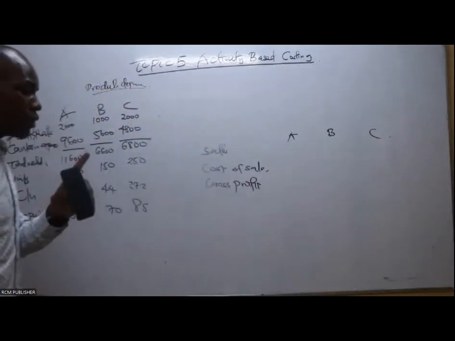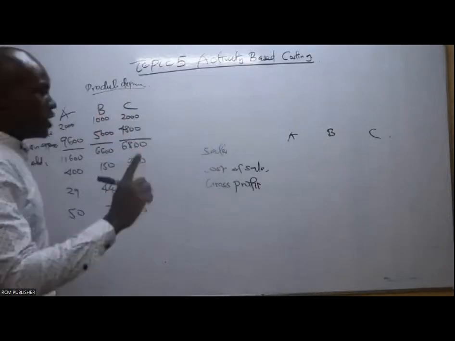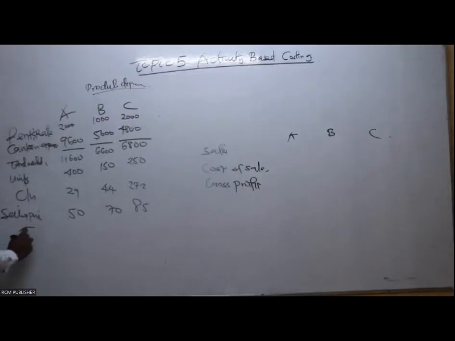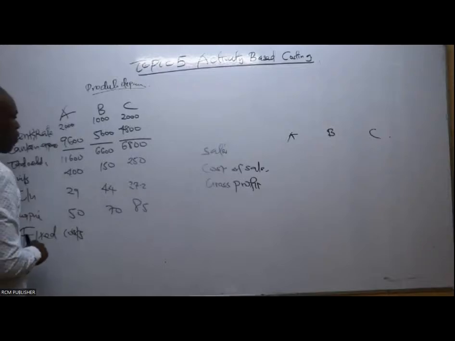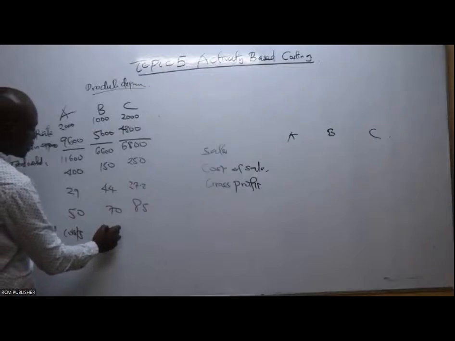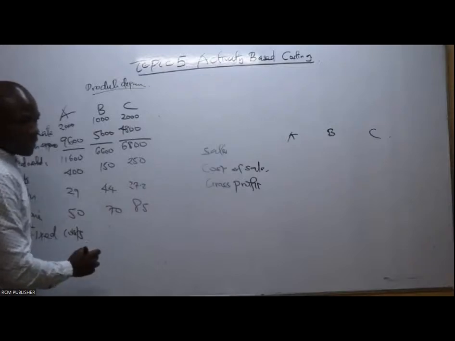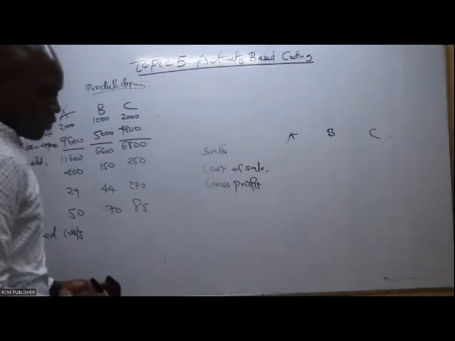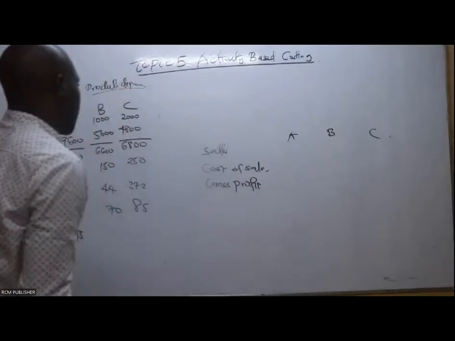Then they tell you that for the entire organization, these are departments. For the entire organization, they add what we call fixed costs. They add fixed costs that is having a total of, let me see the value that I'm being given here. So let's get the value first.